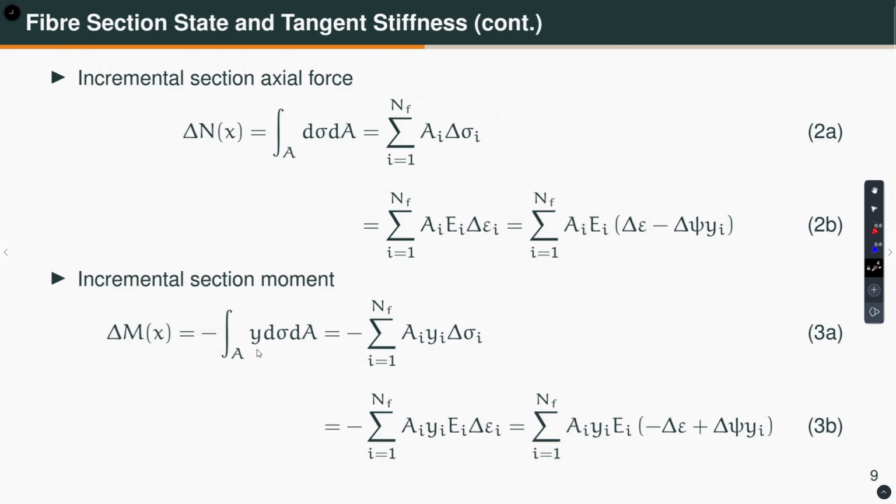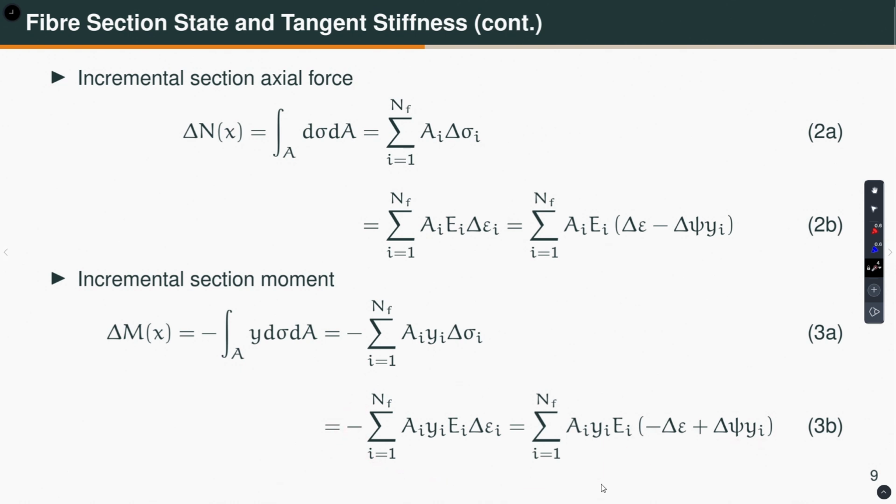Now, for the moment, this negative sign appears because of the sign convention that I have taken. So, integration of y delta sigma dA. So, this is the force multiplied by y, which is the moment, integrated over the cross sectional area. This I will now replace by this summation because of the fiber section discretization. So, basically ai, yi and delta sigma i. Okay. So, this I will use for state determination, and then delta sigma i I can rewrite just like before, tangent modulus multiplied by delta epsilon i, and delta epsilon i is replaced by delta epsilon minus delta psi yi, and this minus sign is absorbed inside.